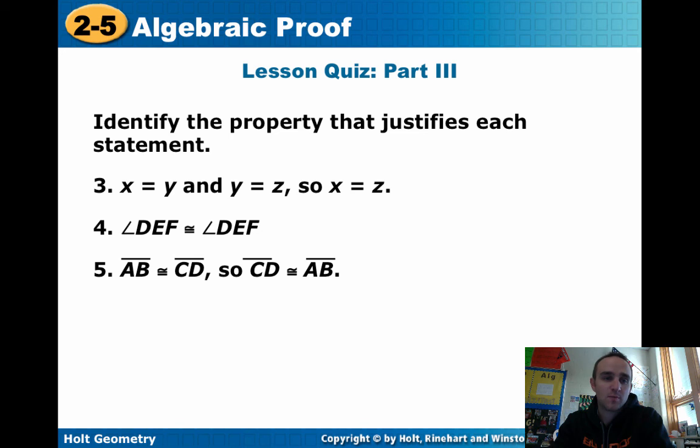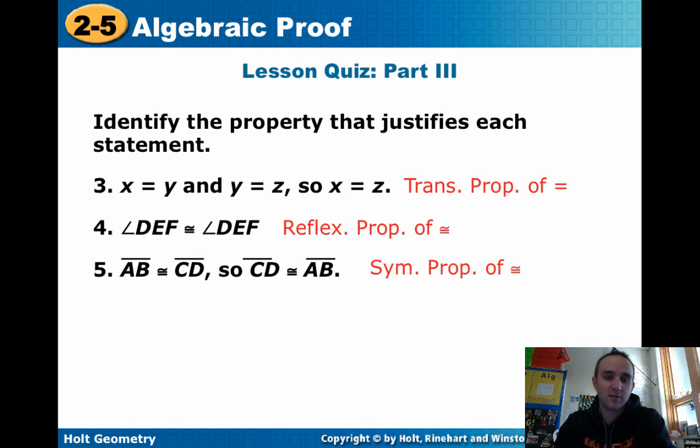Okay, last one. Identify the properties. Pause it. Try it. Come on back. All right, for 3, we've got the transitive property of equality, the reflexive property of congruence, and the symmetric property of congruence. So make sure you know your properties. Make sure that you are writing your justifications down on the right side of that algebraic proof. We're going to get into some harder proofs in 2.6 and moving through the rest of the book, but that's it for section 2.5.